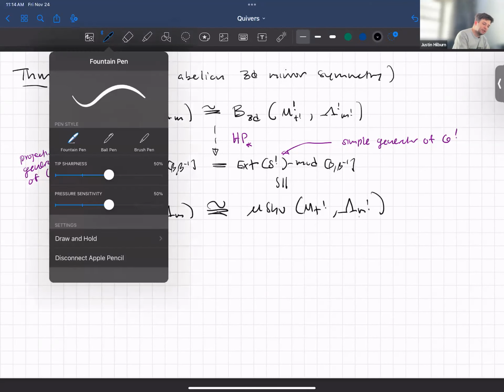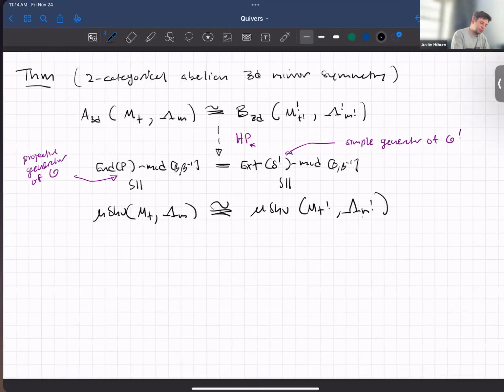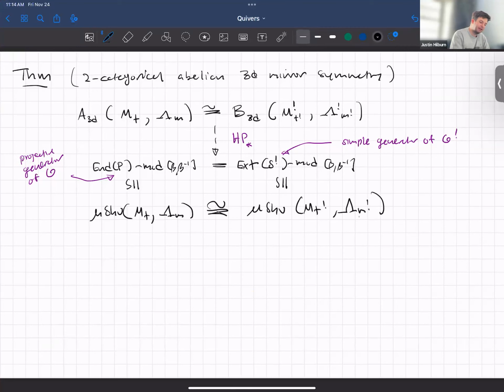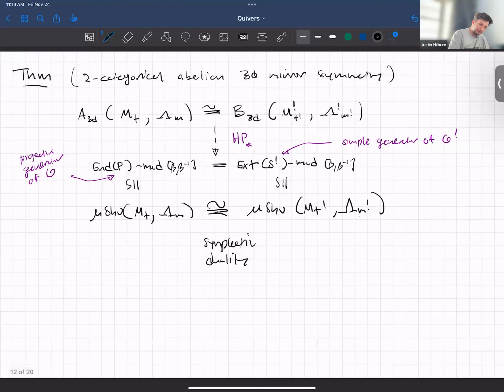So the conjecture that you end up finding is that you expect that this two categorical 3D mirror symmetry should decategorify into something which is called symplectic duality, which is an equivalence between these two categories of microsheaves that swaps the projective and the simples.